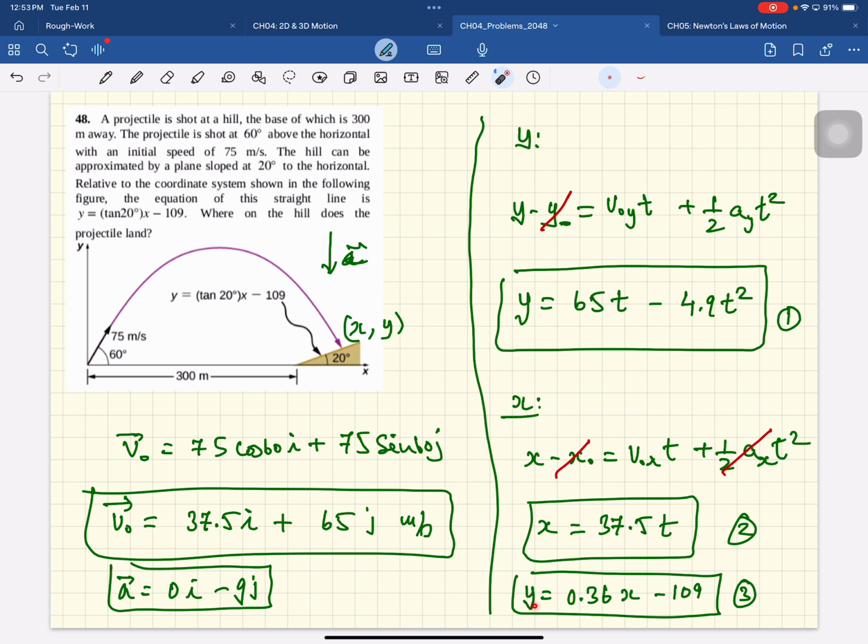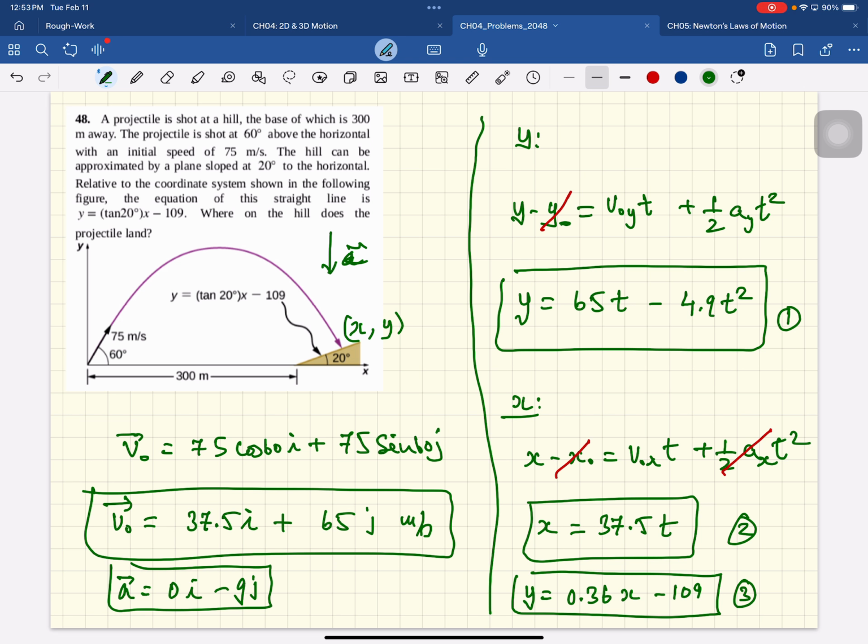So they say y and x are related like that. For y, we'll put this stuff there. For x, we'll put this stuff there. And you'll get 1 unknown and 1 equation. t will be the unknown. So you'll solve for t first, and then you can solve for x and y. So y is 65t.